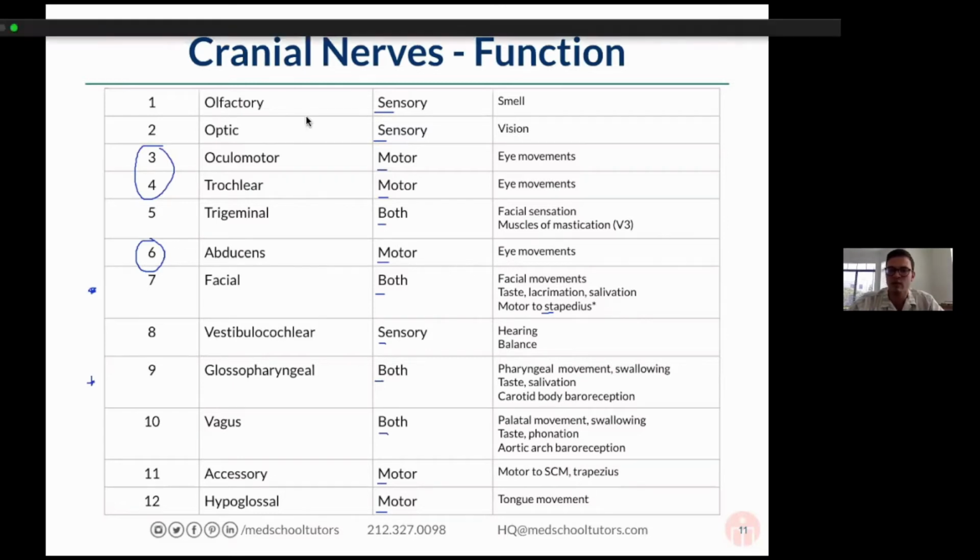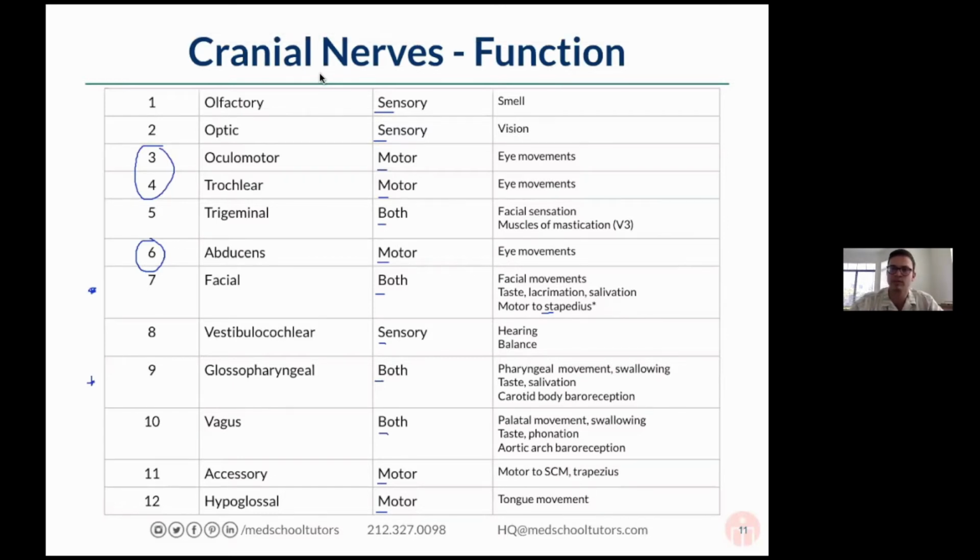And then remember that it does some baroreception. So it senses pressure exerted on the carotid body. If you have high blood pressure sensed by the carotid body, the glossopharyngeal nerve will tell the medulla that your blood pressure is too high, which will then tell the vagus nerve to slow the heart down. So it will provide the parasympathetic outflow.